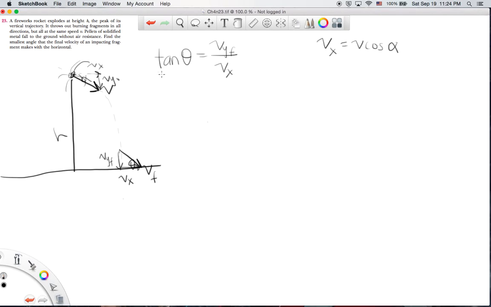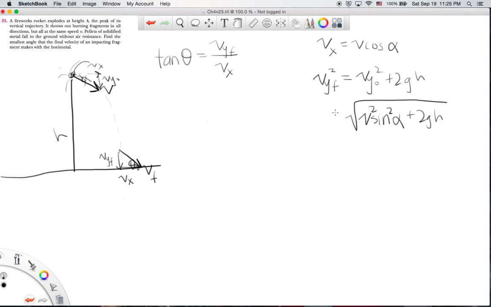And so basically when we want to find the smallest angle, we only want to use what the problem gives us and any other constants like gravity. So we're putting everything in terms of v and h. So that gives us vx, and vy final can be found using the kinematic equation vy final squared equals vy initial squared plus 2gh. We know that vy initial equals v sine alpha, so if we square this, that'll be vy initial squared plus 2gh. And if we square root this whole thing, then we get vy final.